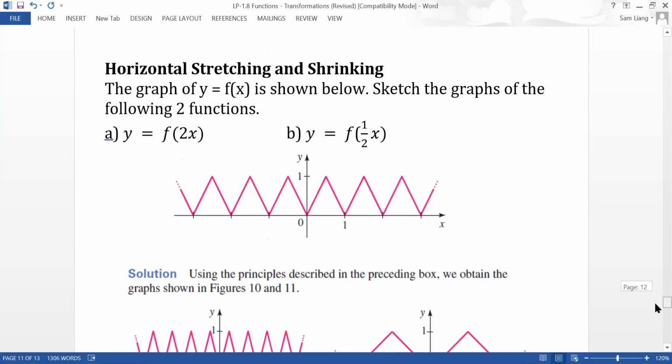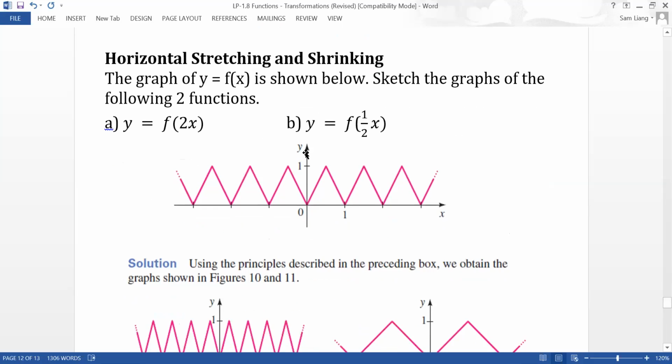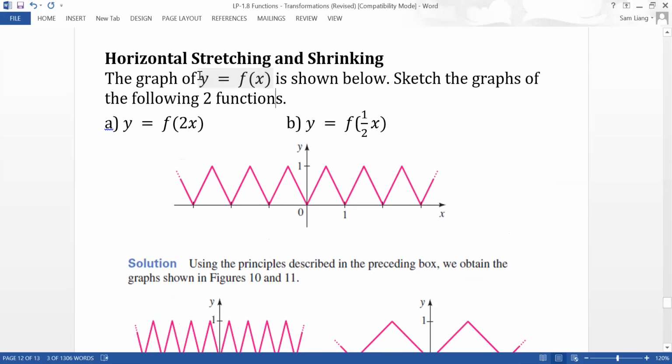All right, lastly, we have horizontal stretching and shrinking. So we have this graph here. Let me change that to equation. Sketch graphs of the following two functions, so f of 2x and f of 1/2 x. So I actually don't expect you to draw this out. Let me just show you what it is.